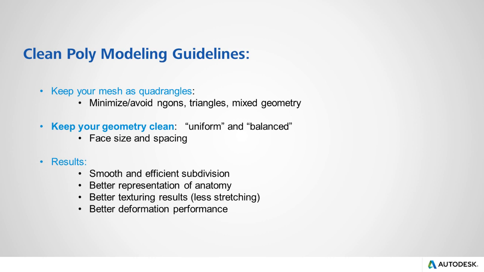The results that we're looking for there: smooth and efficient subdivision, a better representation of the anatomy by following these good principles of modeling, and better texturing results. For example, less stretching down the line because we have good layout of our mesh, and better deformation performance. That's key. At the end of the day, it's nice to have a good looking model, but if it needs to operate in the sense of animation, regardless of what the pipeline is, that's where it will fail, right? It needs to work on the screen, and it's great that it looks good, but if it's not going to deform properly, then there are many problems there, and that's going to be very costly and time consuming in a pipeline.